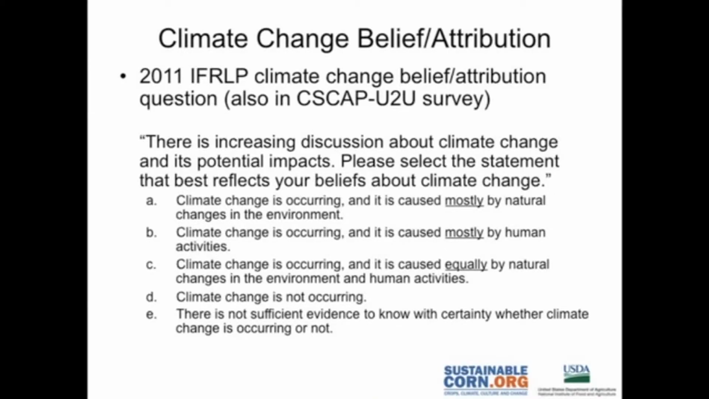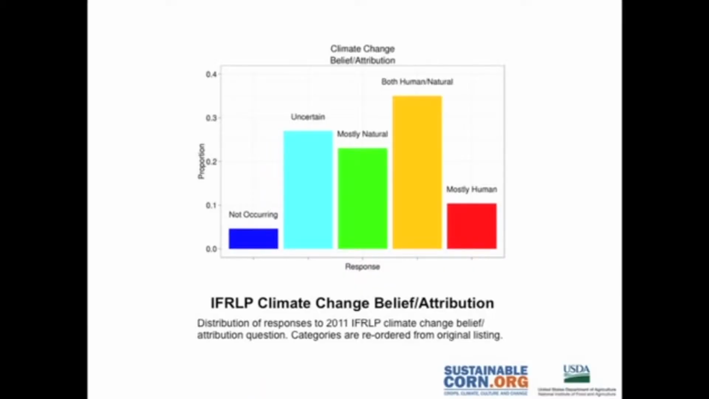So first, with climate change belief and attribution, both the Iowa poll and the CAP survey asked a similar question about beliefs on climate change, and actually this is essentially the same thing that Jay showed us earlier. There was a question about beliefs on climate change and five options for the response. And the first three basically are different versions of a statement that climate change is occurring, but the causes range from mostly natural to mostly human caused. And then there was an option for climate change is not occurring, and finally an uncertain option. So in the Iowa data, the distribution looks like this.